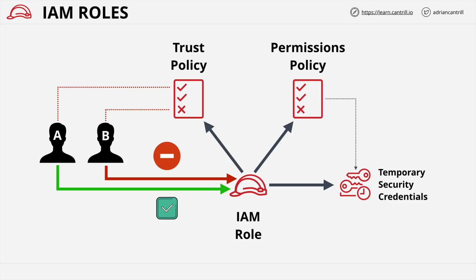Now, roles are real identities, and just like IAM users, roles can be referenced within resource policies. So if a role can access an S3 bucket because a resource policy allows it, or because the role permissions policy allows it, then anything which successfully assumes the role can also access that resource.